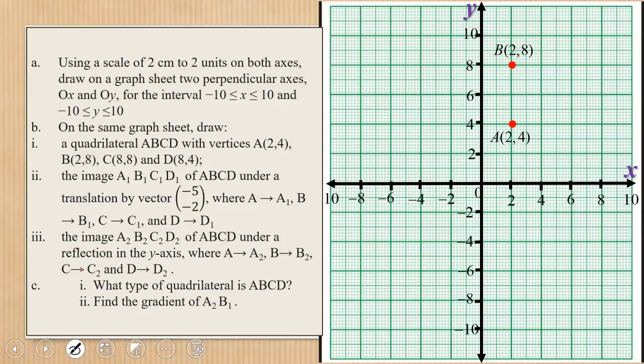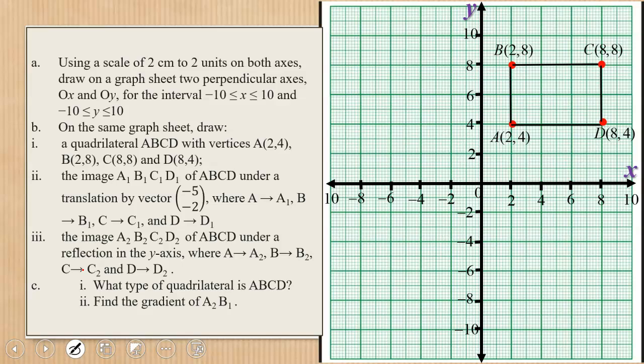The same thing I'll do for C, which is 8, 8. So I'm going to have it here. And then D, which is 8, 4. I'm going to have it here and label it as such. Now I can join these 4 points together with my ruler to form my quadrilateral ABCD. Right. So I've gotten my first quadrilateral.